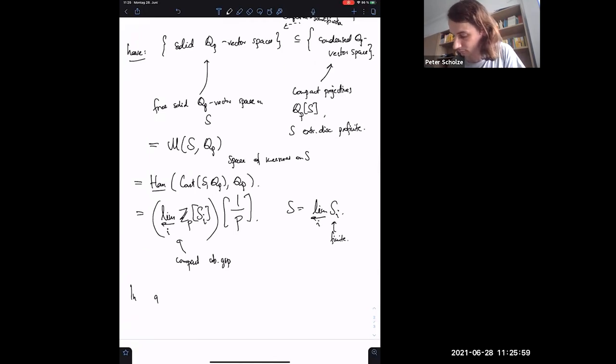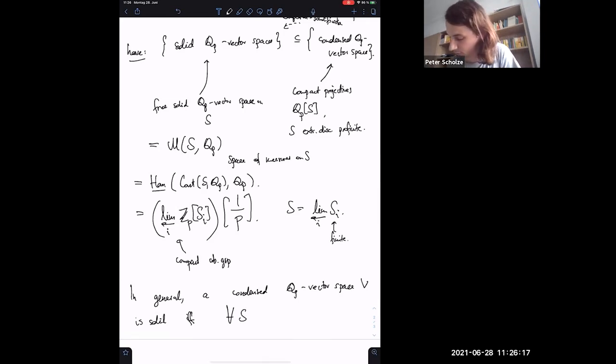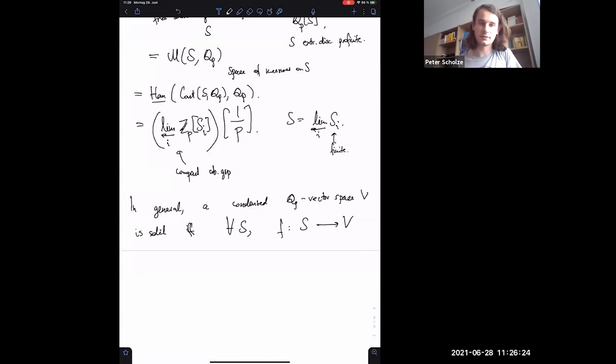And so in general, the condensed Q_p vector space V is solid if, I mean, that can be taken as a definition, but only if for all such profinite sets S and all maps f from S into V. Well, what should it mean to be solid? Well, it means that whenever you map S in, the free guy on S maps in, right? That's what it means, it's the free solid Q_p vector space on S. So this here maps to the space of measures on S with Q_p coefficients. And there should be a unique extension, where this map here, how does S map into the space of measures? That's just by the Dirac measures.